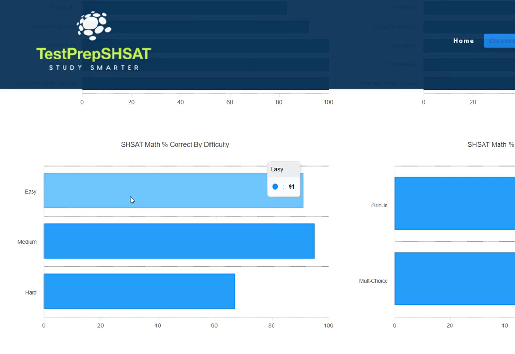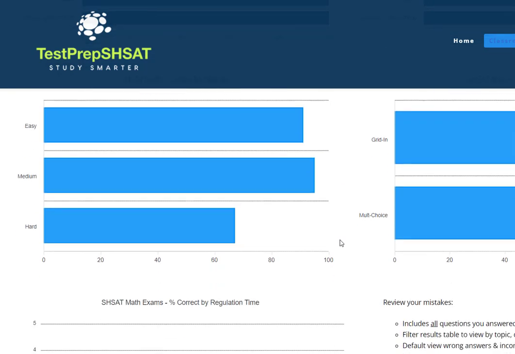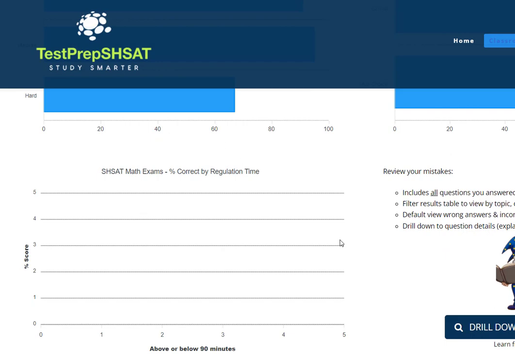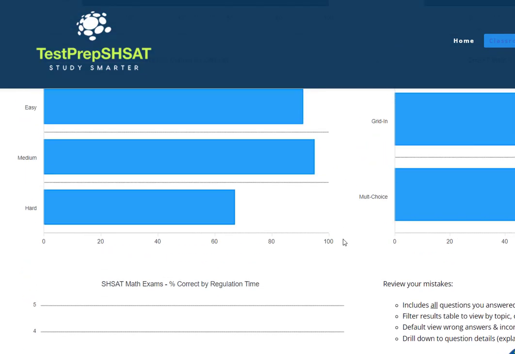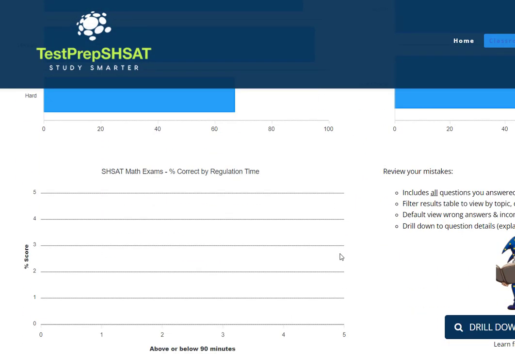I see how I've done by difficulty. I'm doing really well on the easy problems, not so much on the hard problems. Notice I'm doing worse on grid in than multiple choice. That's not unusual. There are no checks for grid in. There are no multiple choice games or tricks you can use for grid in. So scores can be lower, even as much as half the percentage of multiple choice. So that's one to keep track of and take note of.